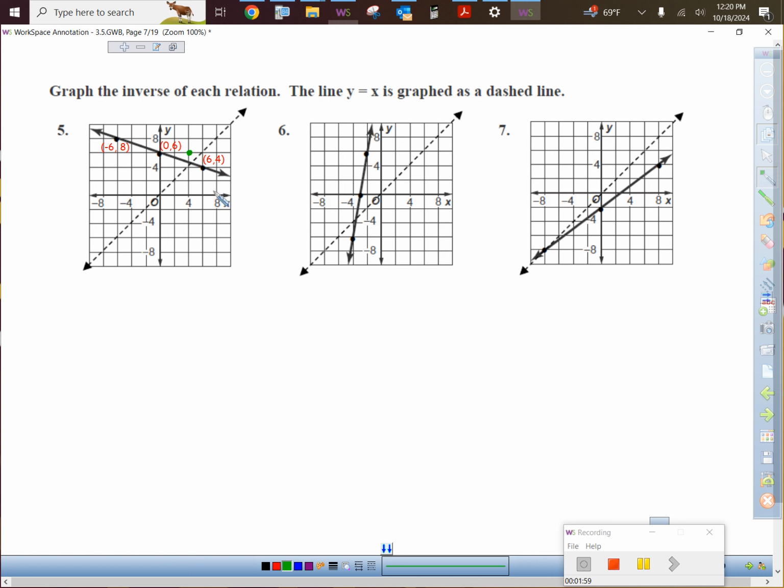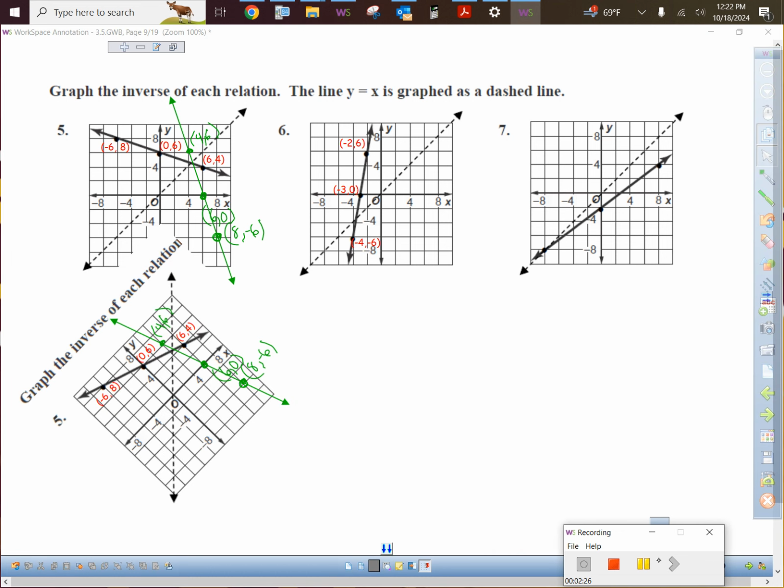0, 6, if I switch that around, it goes to 6, 0, which would be right here. And then -6, 8 would go to 8, -6, which is right there. So I graph those points, and then I connect them together with my straight edge. And what's pretty cool is that I also had the line y equals x graphed as a dashed line. I'll highlight that one orange. That is the line y equals x, which is just this line.